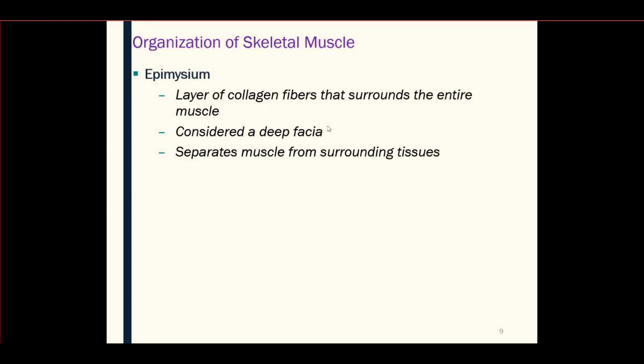Basically, this is a layer of collagen fibers that surround the entire muscle, the whole muscle. If we were doing dissection, say we remove the skin of whatever we were dissecting and now we see the muscle and you touch the muscle, you would be touching the epimysium that is around the muscle. We've actually talked about this before, but we didn't call it epimysium. In the tissues chapter, we referred to this as the deep fascia, and this fascia separates the muscle from surrounding tissues. So today in this lesson, we're giving this deep fascia a name. We're calling it the epimysium.